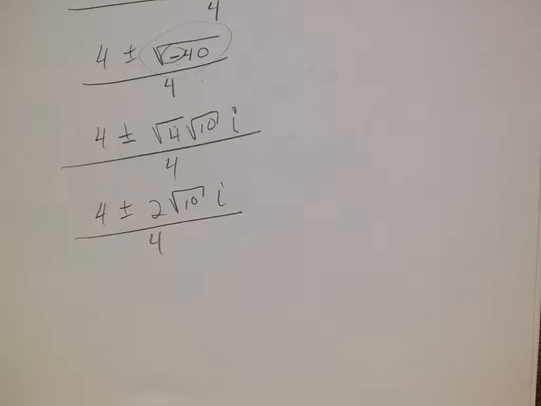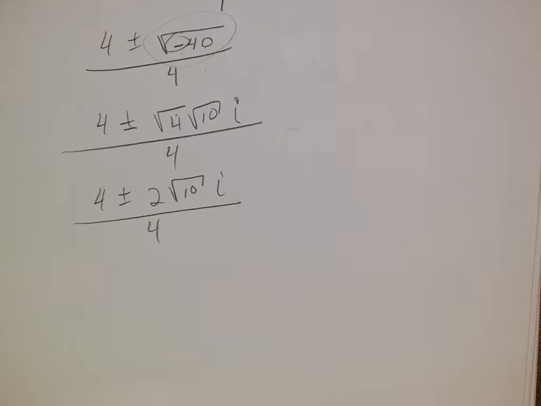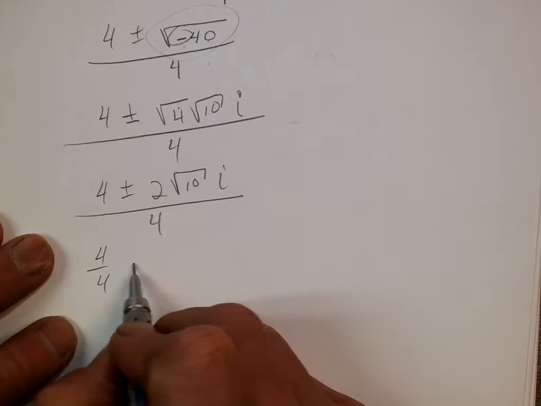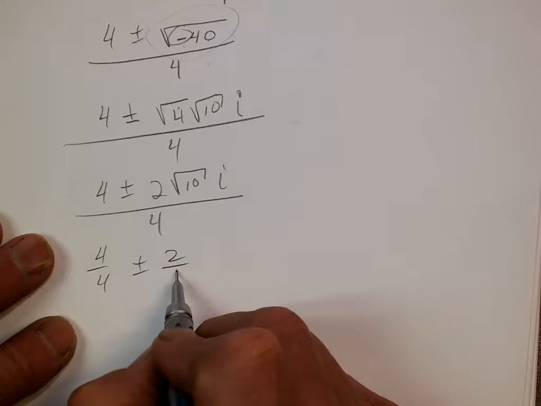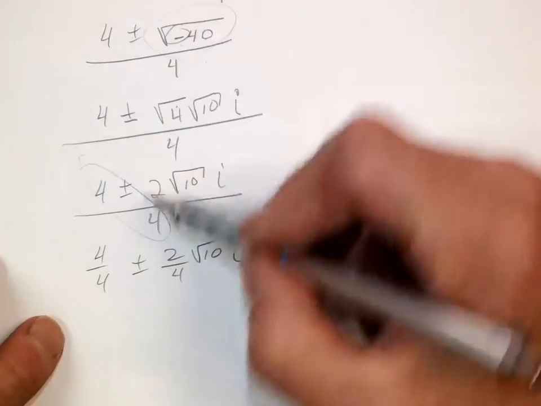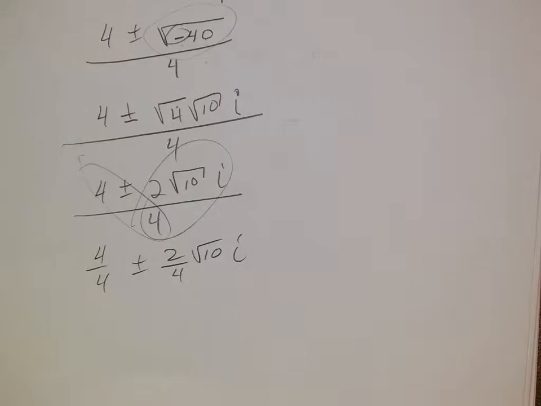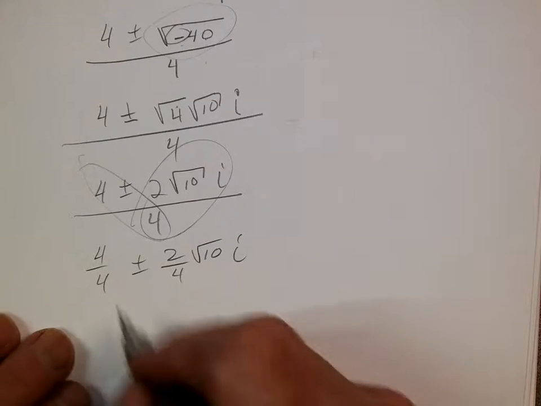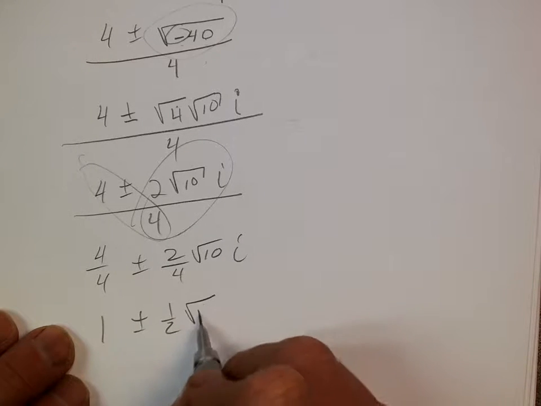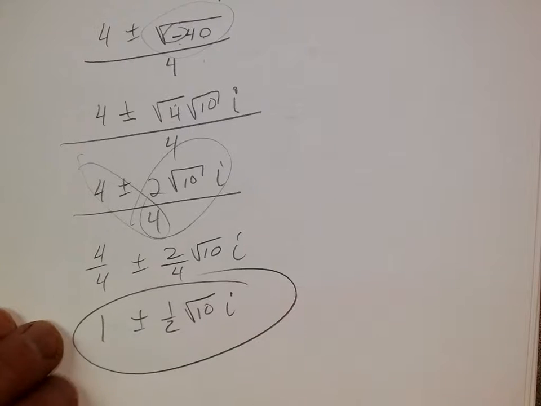Okay? Almost done. And you will get credit tomorrow for showing work on this one. If you don't show work on this one, you'll lose a point, okay? So now I'm going to have 4 over 4 plus or minus 2 over 4 square roots of 10i. I broke it up into 2 fractions. Okay? So 4 over 4 is 1 plus or minus 1/2 square roots of 10 i.